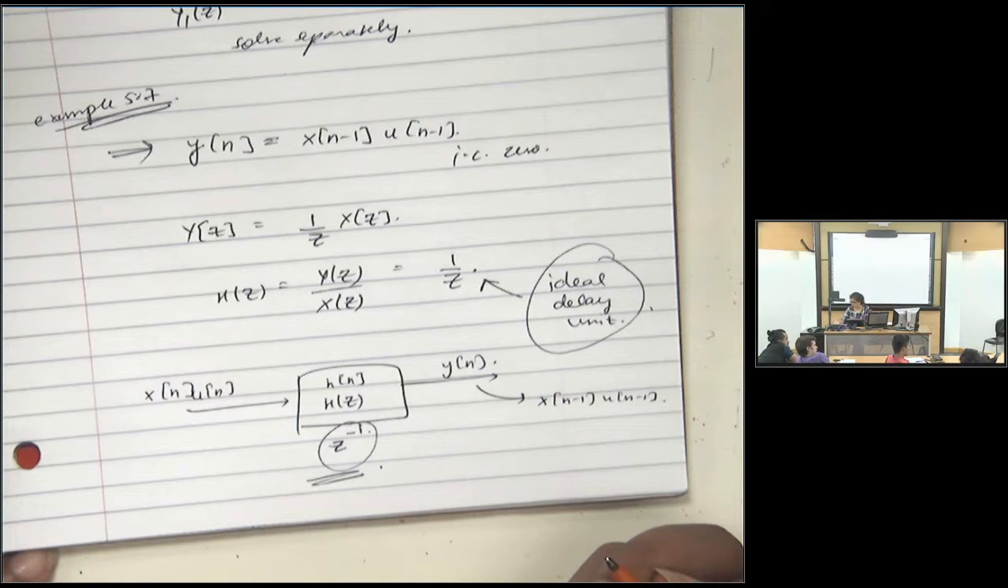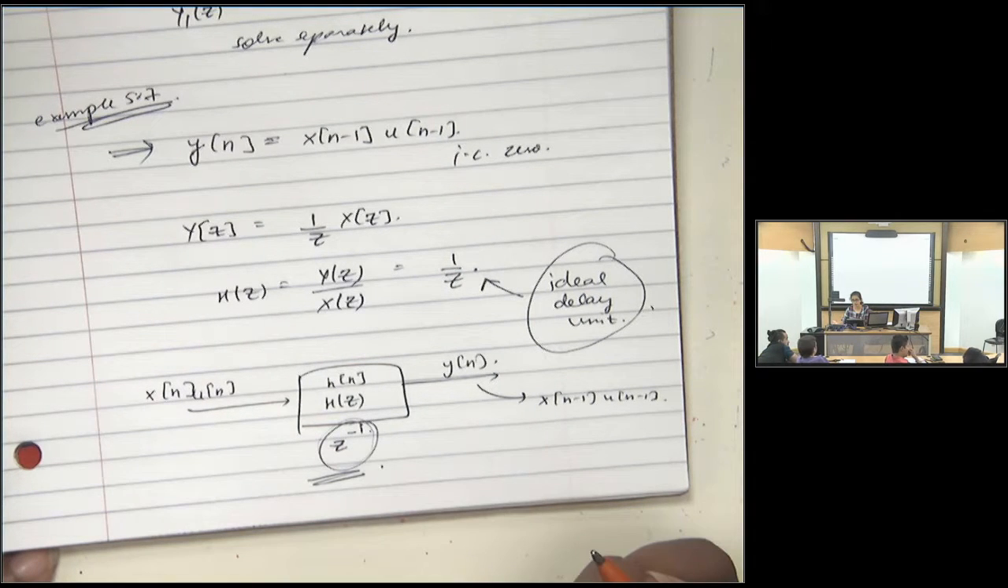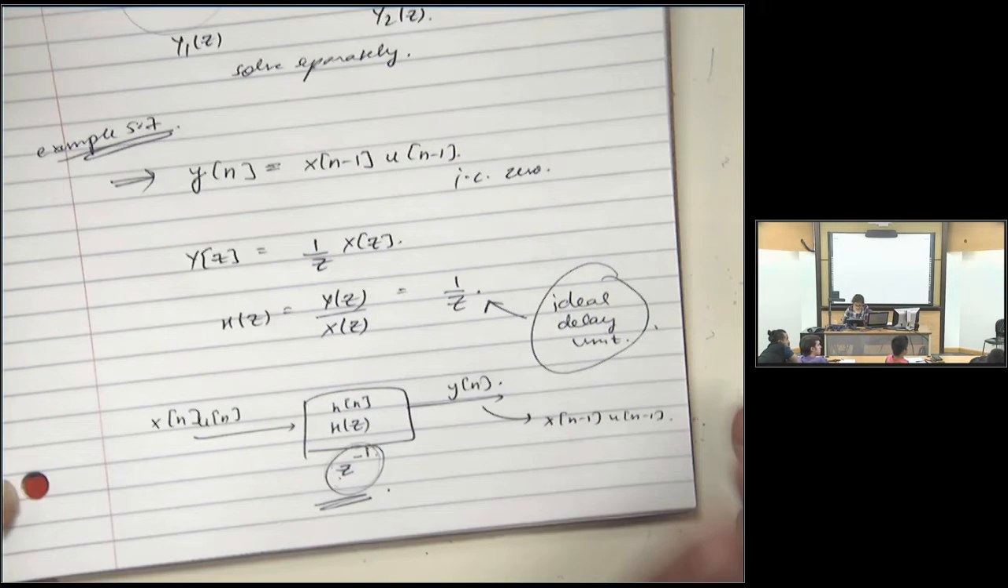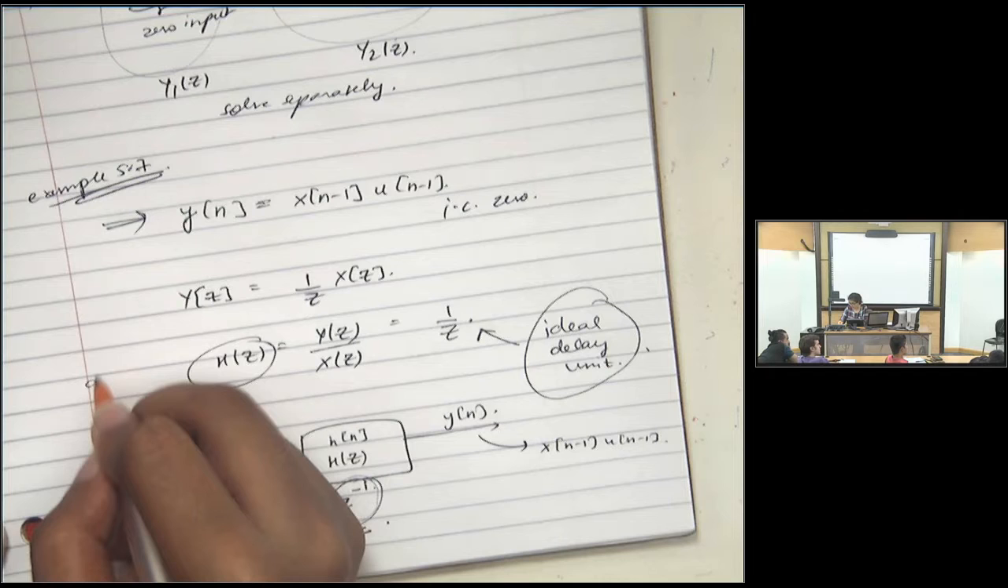In a lot of classes, it will be represented directly as z raised to the power minus 1. So whenever you're supposed to delay a signal, you just apply this delay unit. All right, and this is how you represent your systems also. So h of z is also defining our system.